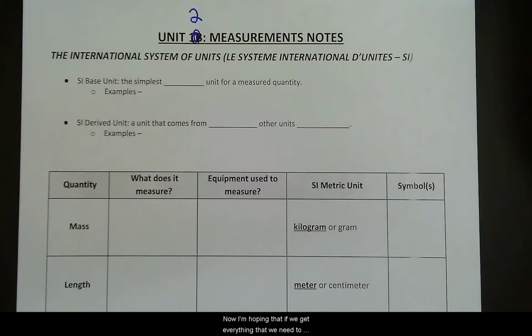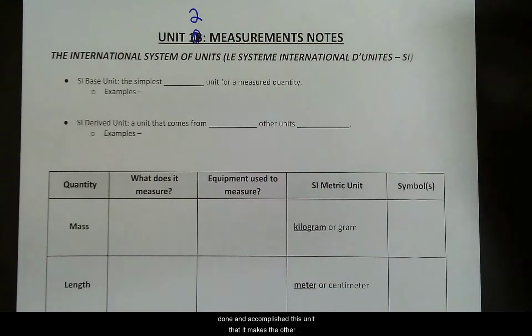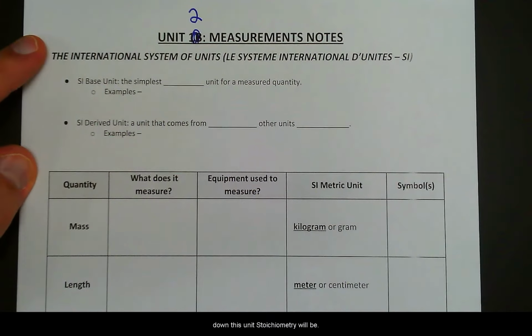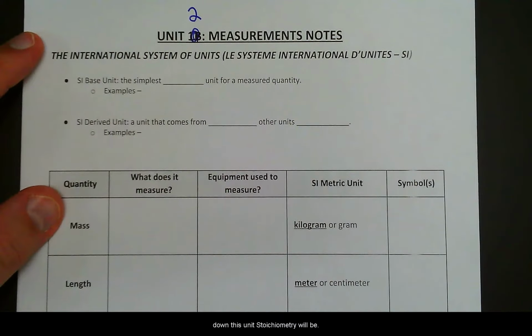Now, I'm hoping that if we get everything that we need to done and accomplish this unit, that it makes the other unit that I'm referring to much easier. And that unit is stoichiometry. So if you've ever talked to a student from chemistry, maybe a junior or senior, or maybe you have an older sibling, they may tell you that stoichiometry was the most difficult thing that we did the entire year in chemistry. Now, hopefully if we get everything down this unit, stoichiometry will be a breeze.